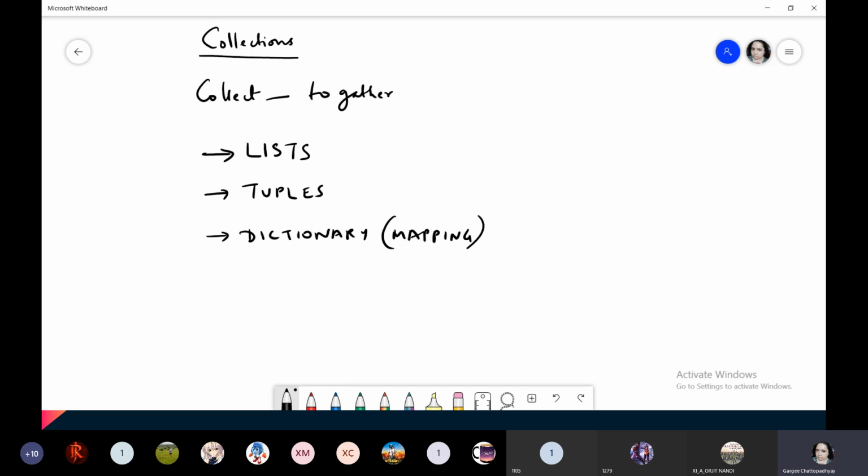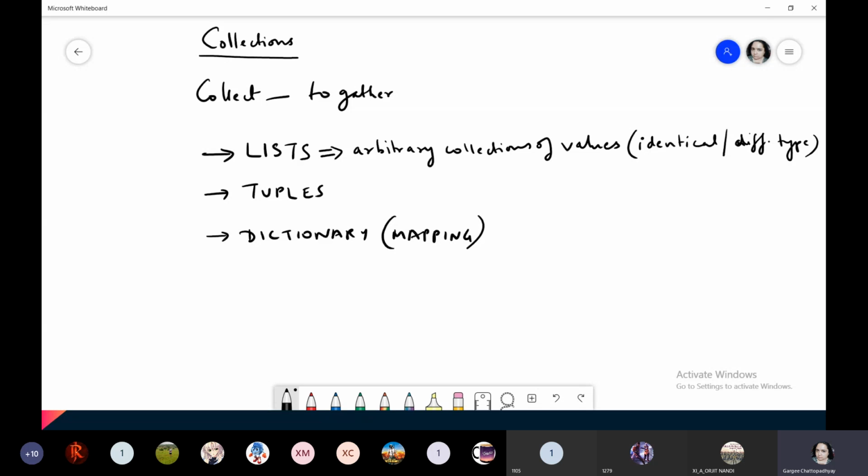Now, what are lists? Lists are arbitrary collections of values, where all values could be of identical type or different types.